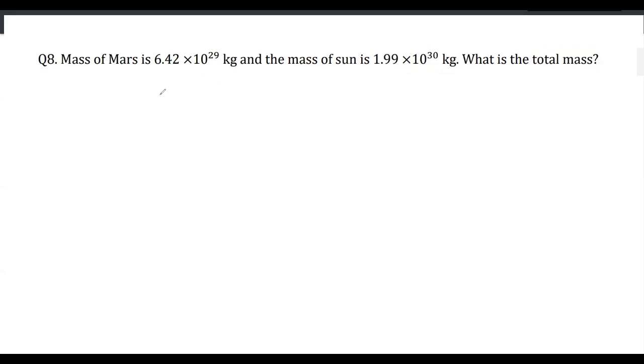So for that, I have to shift the decimal one place to the left. So it's going to be 0.642. Increasing the power means shifting the decimal to the left. So now it will become one place left shifted. Now this is added to 1.99 into 10 raised to the power 30.